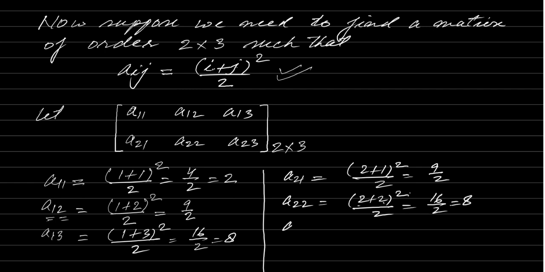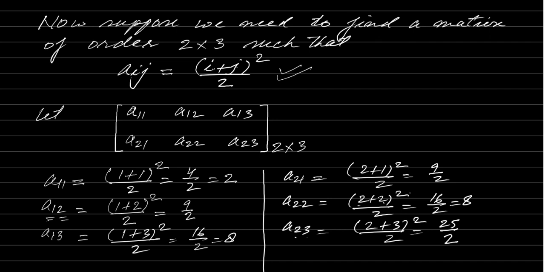And finally, A23, the last element. Here i is 2 and j is 3. So putting i equal to 2 and j equal to 3 in the relation, we get (2 plus 3) whole square upon 2. 2 plus 3 is 5. 5 square is 25. So 25 upon 2.